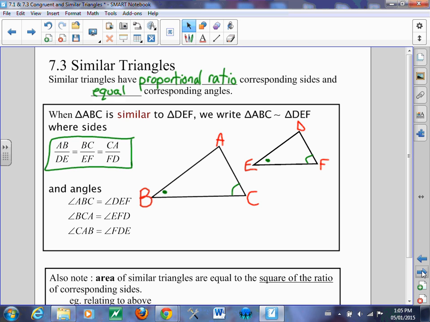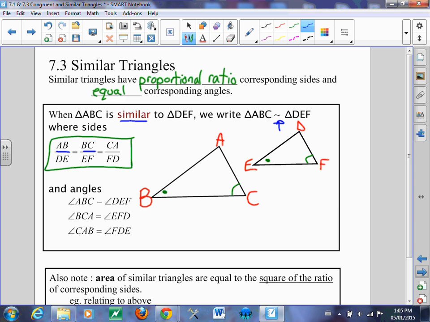Okay, so similar triangles, ladies and gentlemen. The difference here is, take a look at the sign. It is just a tilde. Again, you always have the same order. These are written in order. So triangle ABC is similar to triangle DEF. And we have a ratio that's proportional.